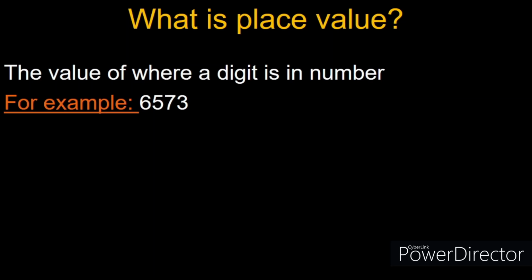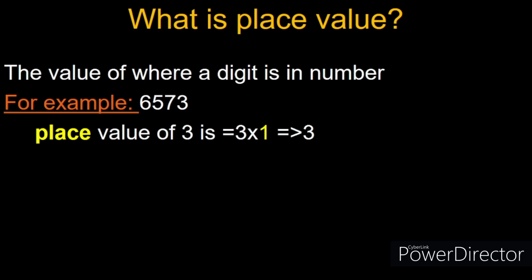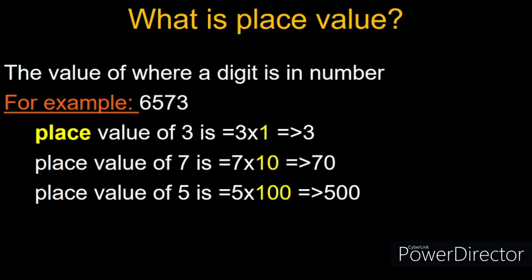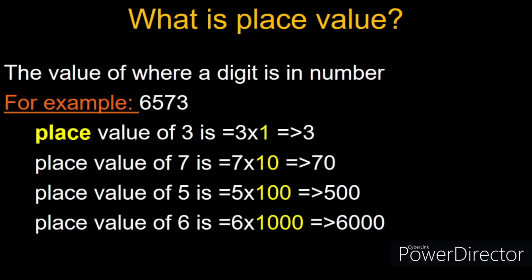So the place value of 3 is 3 into 1, because it is in the unit digit, so 3. The place value of 7 is 7, it is in the second order, ones, tens, 7 into 10, 70. The place value of 5 is 5 into 100, 500. And the place value of 6 is 6 into 1000, 6000. So this is place value.